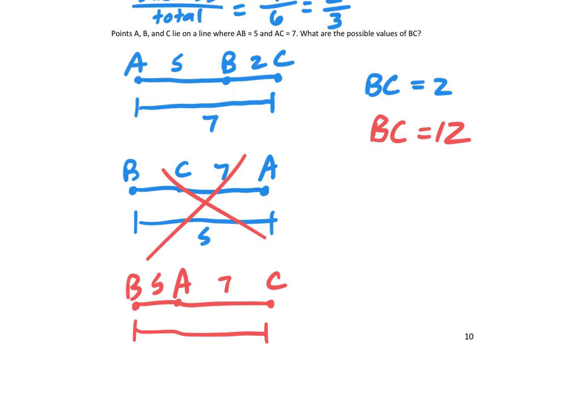So when it says what are all possible values, there's probably more than one answer. For this one, all we had to do was add them together and subtract them. But drawing yourself a picture probably wouldn't be a bad idea. Okay, that's our notes for today, guys.